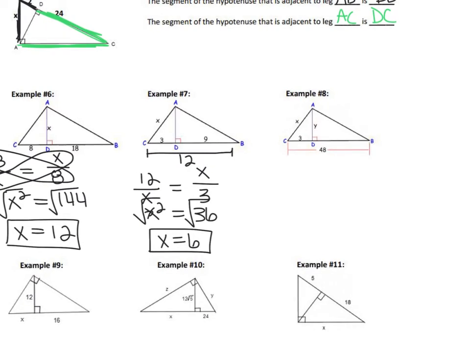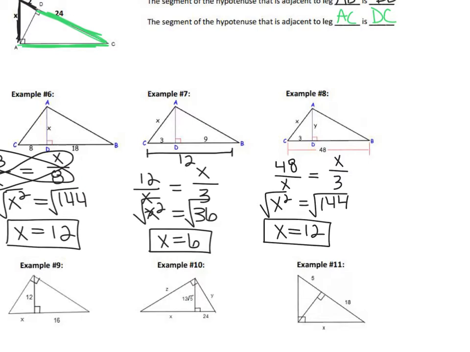In example 8, we're solving for two variables. We're solving for x and y. I'm going to go ahead and solve for x first. So that involves using the formula we just did. So the length of the entire hypotenuse, 48, over the leg we're trying to find, x, equals x over the adjacent segment, which is 3. Cross multiplying gives us x squared equals 144. We take the square root of both sides, and we get x equals 12.